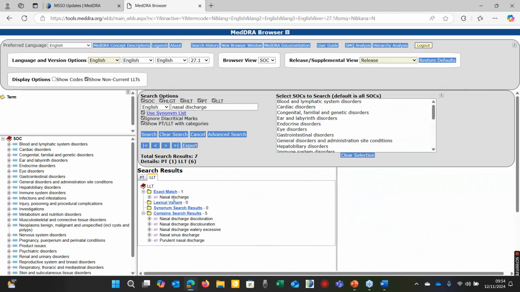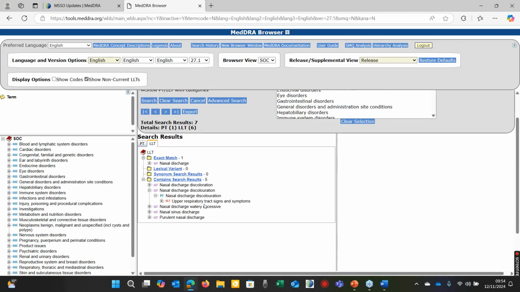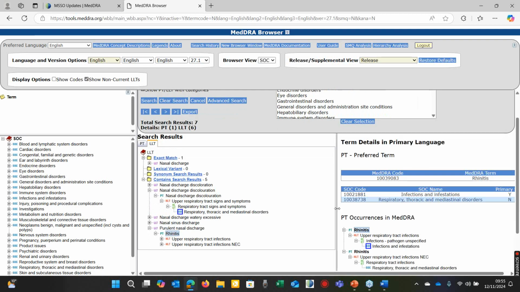Nasal discharge is an LLT, an exact match. We have nasal discharge discoloration with both British English and American English spelling. The nasal discharge watery that I gave you, then purulent nasal discharge. So nasal discharge discoloration is the PT. It's under upper respiratory tract signs and symptoms, and it's in the respiratory, thoracic and mediastinal disorders SOC. Purulent nasal discharge goes under the PT of rhinitis. Rhinitis, itis being inflammation or in many cases infection. And these are all coded in MedDRA to the infections SOC as a primary.